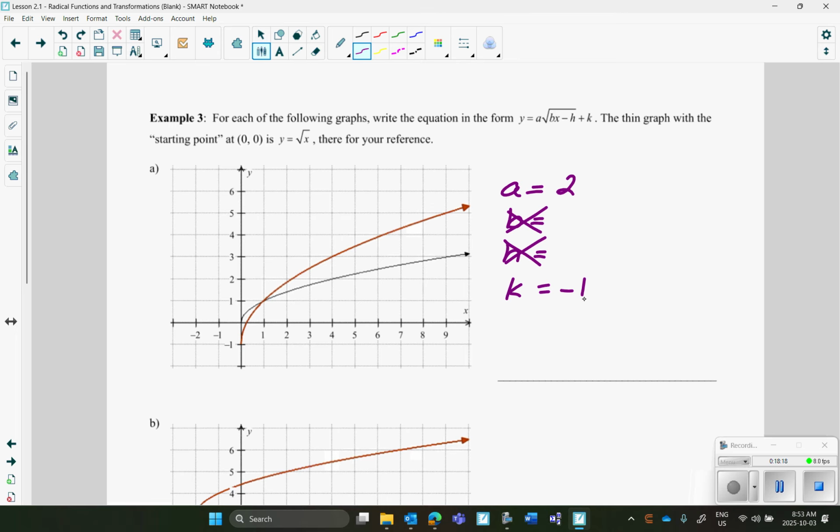And then we simply write the equation. Remember, if there's nothing for one of the letters, don't write the letter in the equation. Just leave it completely out. So A is 2. Radical sign. Nothing for B. And nothing for H. So really just the X goes there. And then at the end, we have a minus 1.